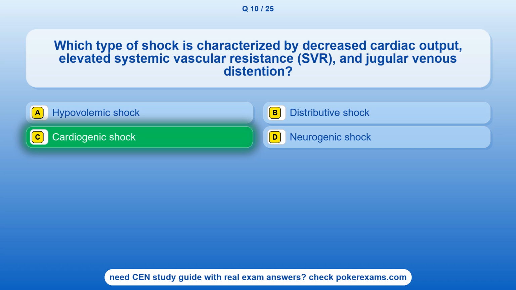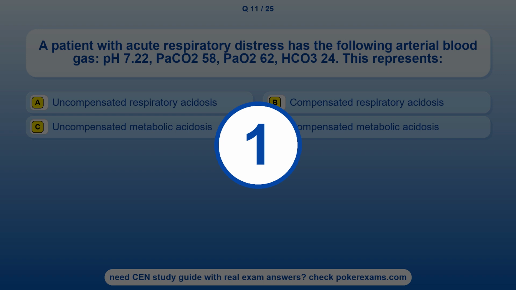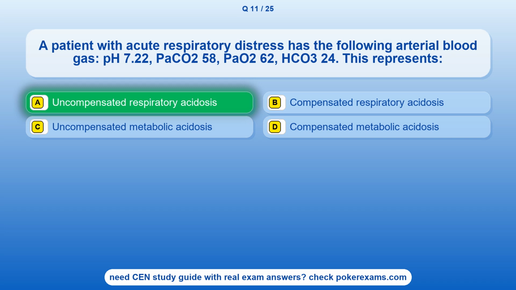Cardiogenic shock. Question 11. A patient with acute respiratory distress has the following arterial blood gas: pH 7.22, PaCO2 58, PaO2 62, HCO3 24. This represents: Option A. Uncompensated respiratory acidosis. Option B. Compensated respiratory acidosis. Option C. Uncompensated metabolic acidosis. Option D. Compensated metabolic acidosis. The correct answer is option A, uncompensated respiratory acidosis.